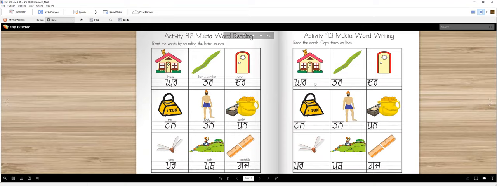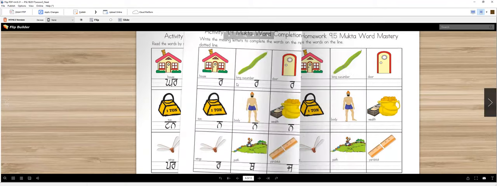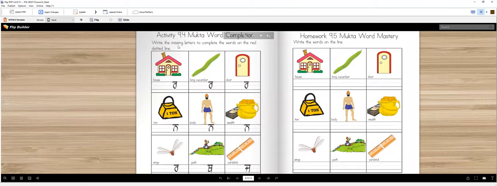Okay, now these are the activities you will do. I'm just going to show them and then you will do them yourself. It says read the words, copy them online. So practice reading and then copy them. Okay, all of the 9 words. Next page. You will write the missing letters to complete the words on the red dotted line. So here's a line. This word is supposed to be kar. So you're missing the kar. This is tar. You're missing the tar. This is dar. You're missing the dar.